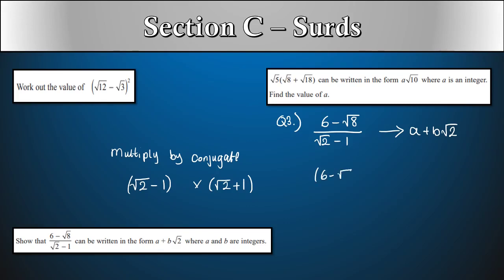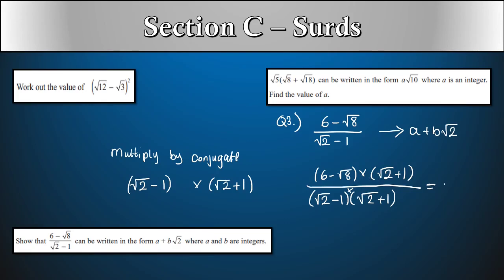So 6 minus root 8 times root 2 plus 1. Then we're going to do the same here. This will be root 2 minus 1 times root 2 plus 1. So I apologise, I got rid of the times there, but we are just timesing them. You can write them as 2 brackets literally together, but just to make sure the idea is clear, we're just timesing these together. So all I need to do now is expand both of these brackets.